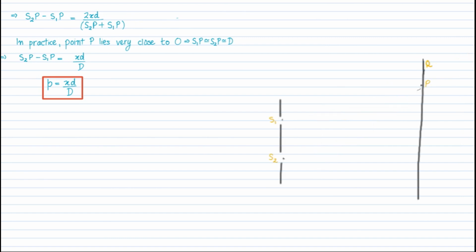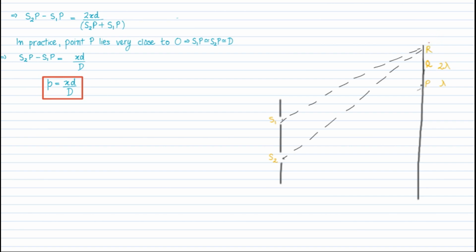Fine. So at point P you had a bright fringe, and how much was the path difference? Lambda. Similarly, at point Q you had a bright fringe. Okay, this is not phase difference, this is path difference, correct this one. Coming back to point Q, at point Q also you had a bright fringe, and how much was the path difference? This time it was 2 lambda.